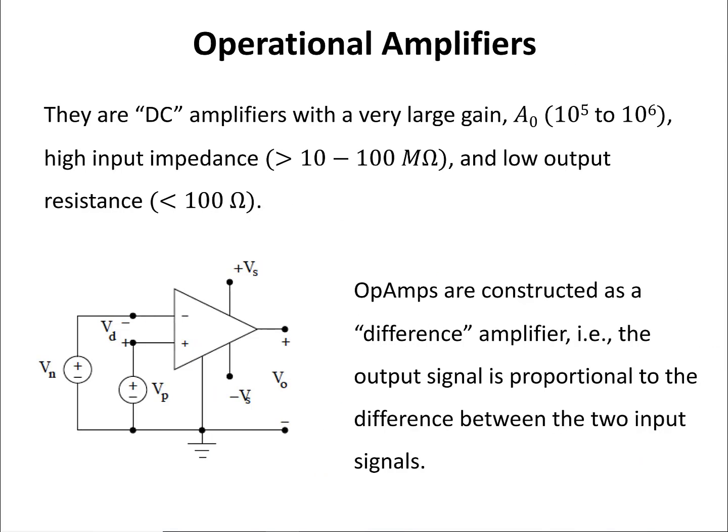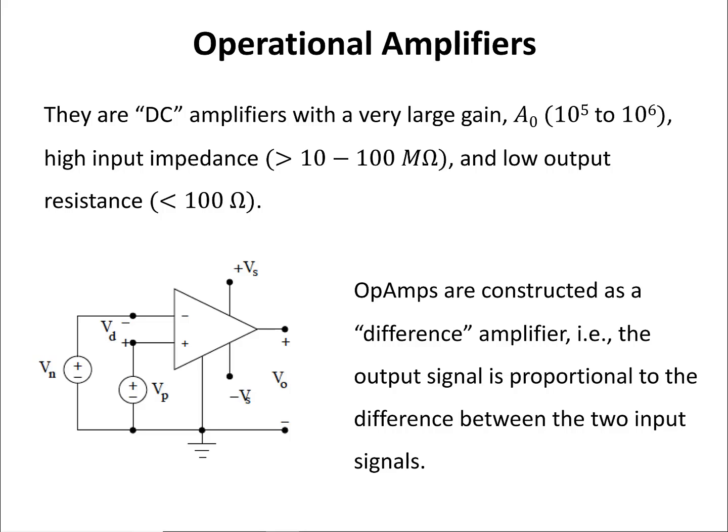Op-amps are DC amplifiers, or in other words, they are direct coupled amplifiers, so you can directly connect the voltage sources to the input terminals of the op-amp. They can amplify both AC signals and DC signals. They have very large gain, typically in the range of 10 to the power of 5 to 10 to the power of 6, and they have high input impedance, generally greater than 10 to 100 mega ohms, and they have low output resistance, or less than 100 ohms.